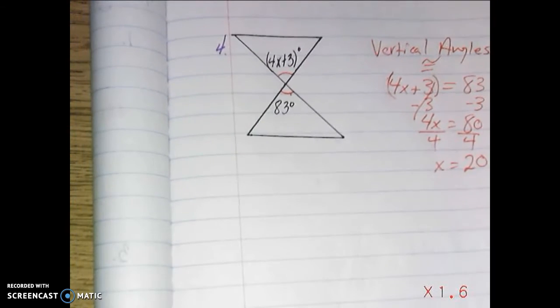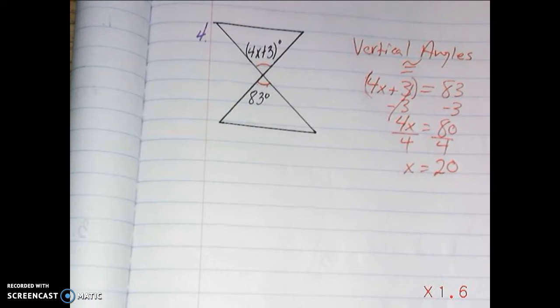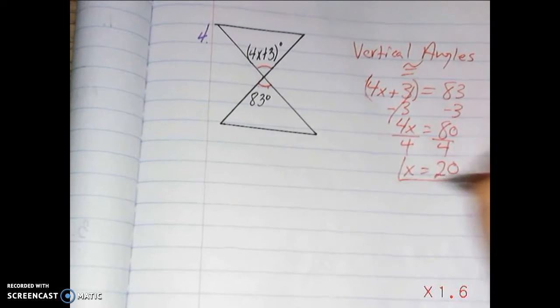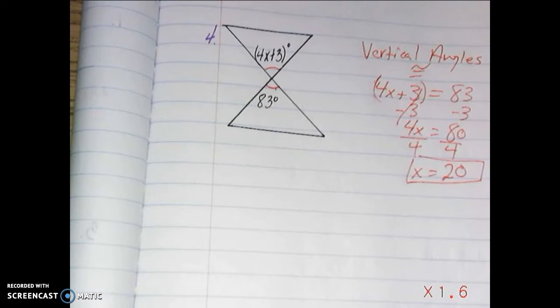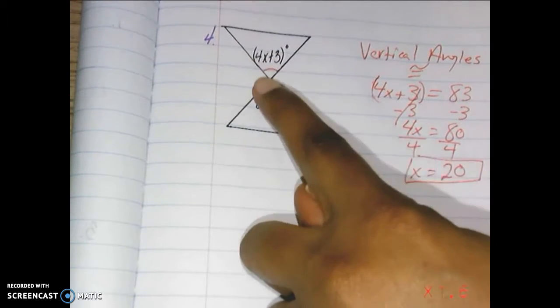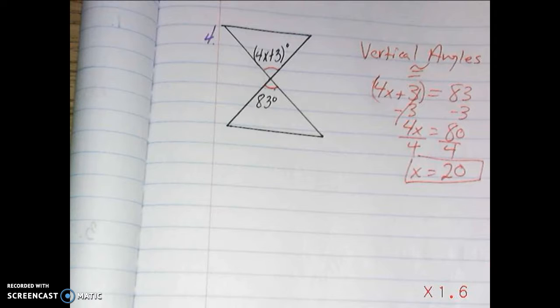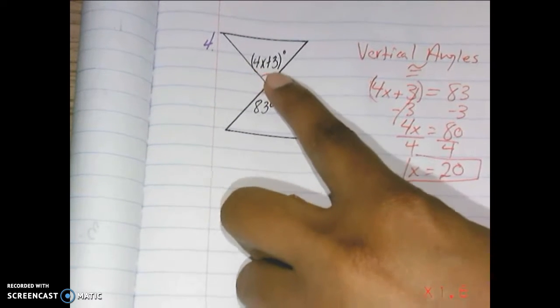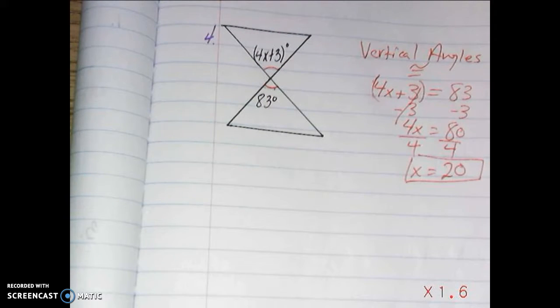x equals 20. And since we are only looking for x, we know that this is our match. But if you plug it in, you'll get 4 times 20 plus 3. 4 times 20 gets you 80, plus 3, 83. We did it right. That's why we did this, because we're looking for x.